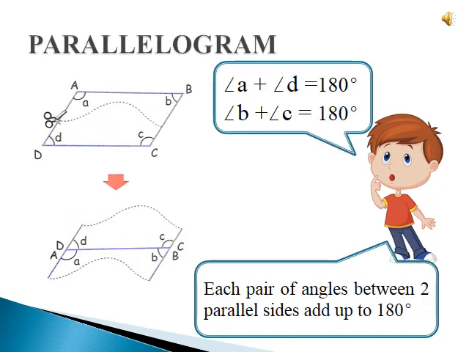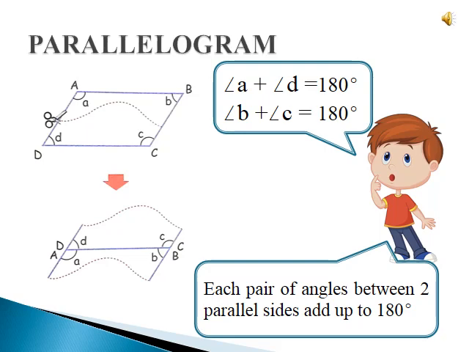Okay children, can you see one more diagram with a dotted line? In this diagram we are going to learn that each pair of angles between two parallel sides add up to 180. Now how is it going to be 180? Let's see. If we cut the dotted line, we will get four angles: angle A, angle B, angle C, and angle D. Now you can see in the next diagram, angle A and angle D are falling on a straight line, and angle B and angle C are falling on a straight line.